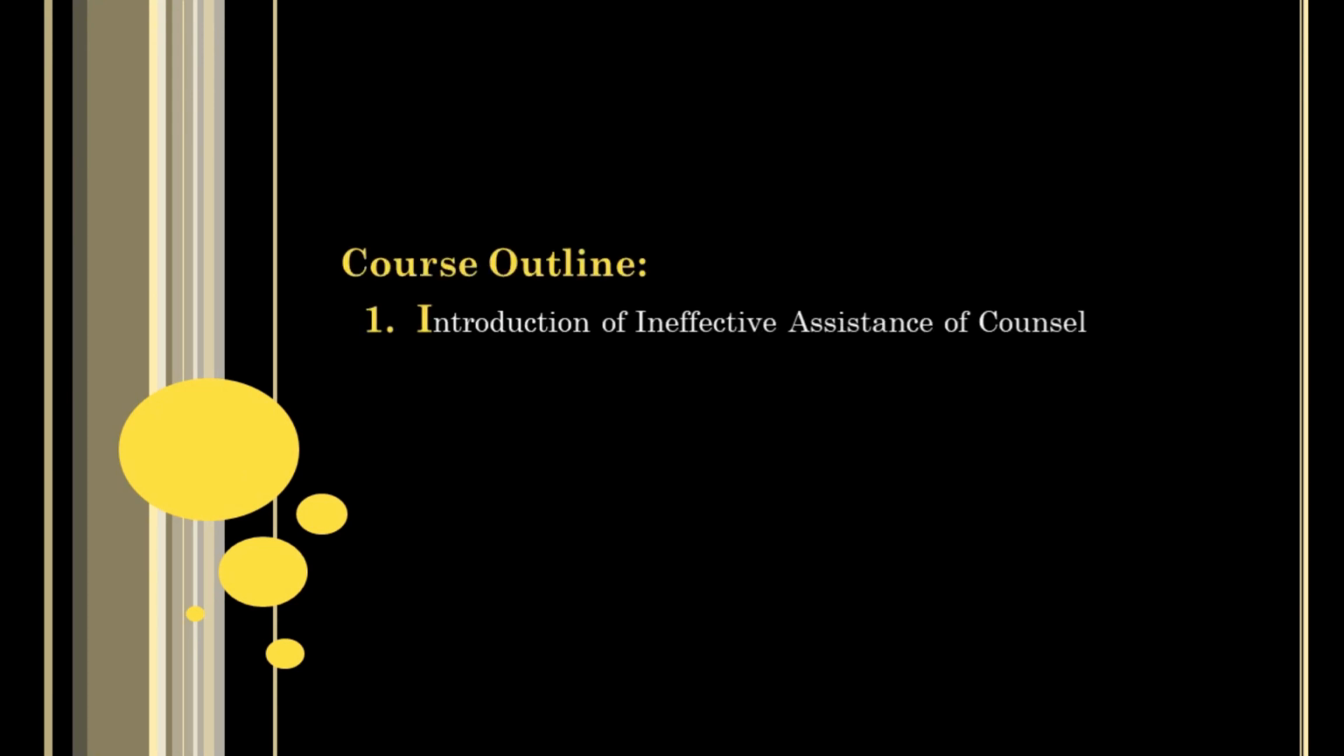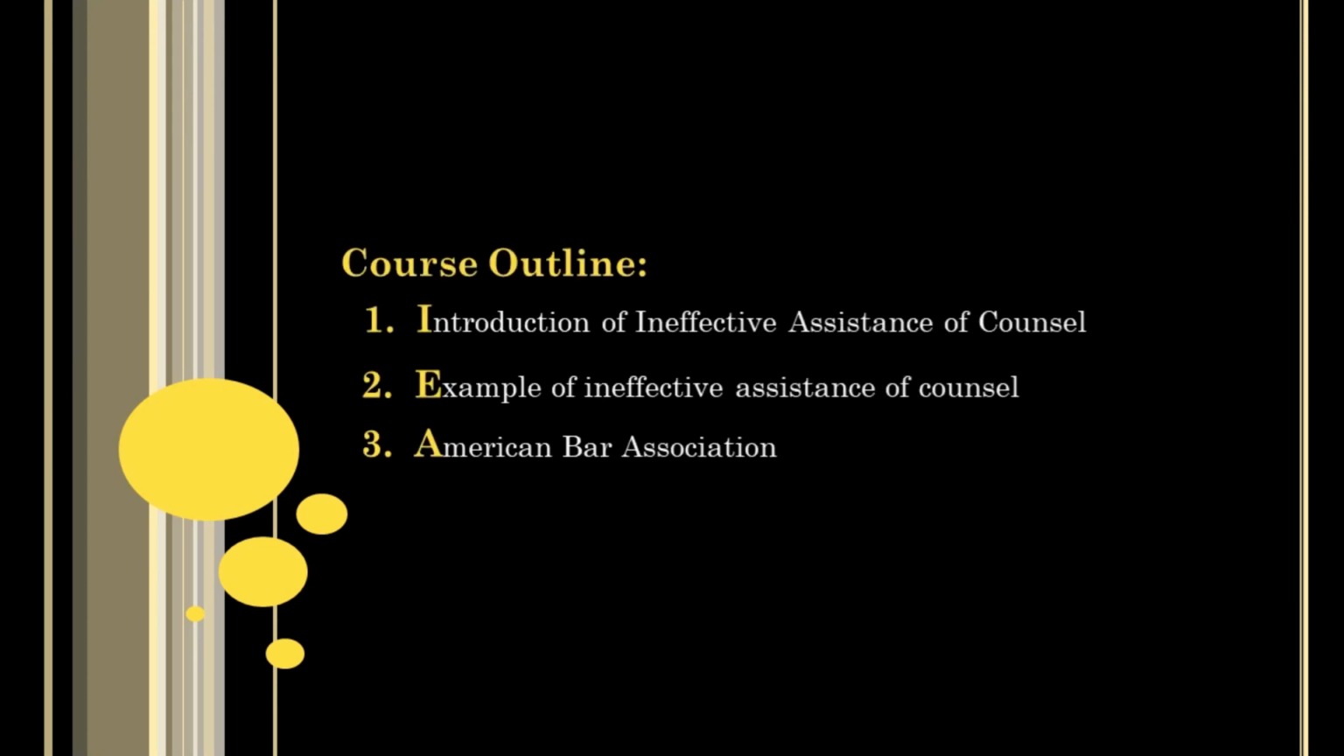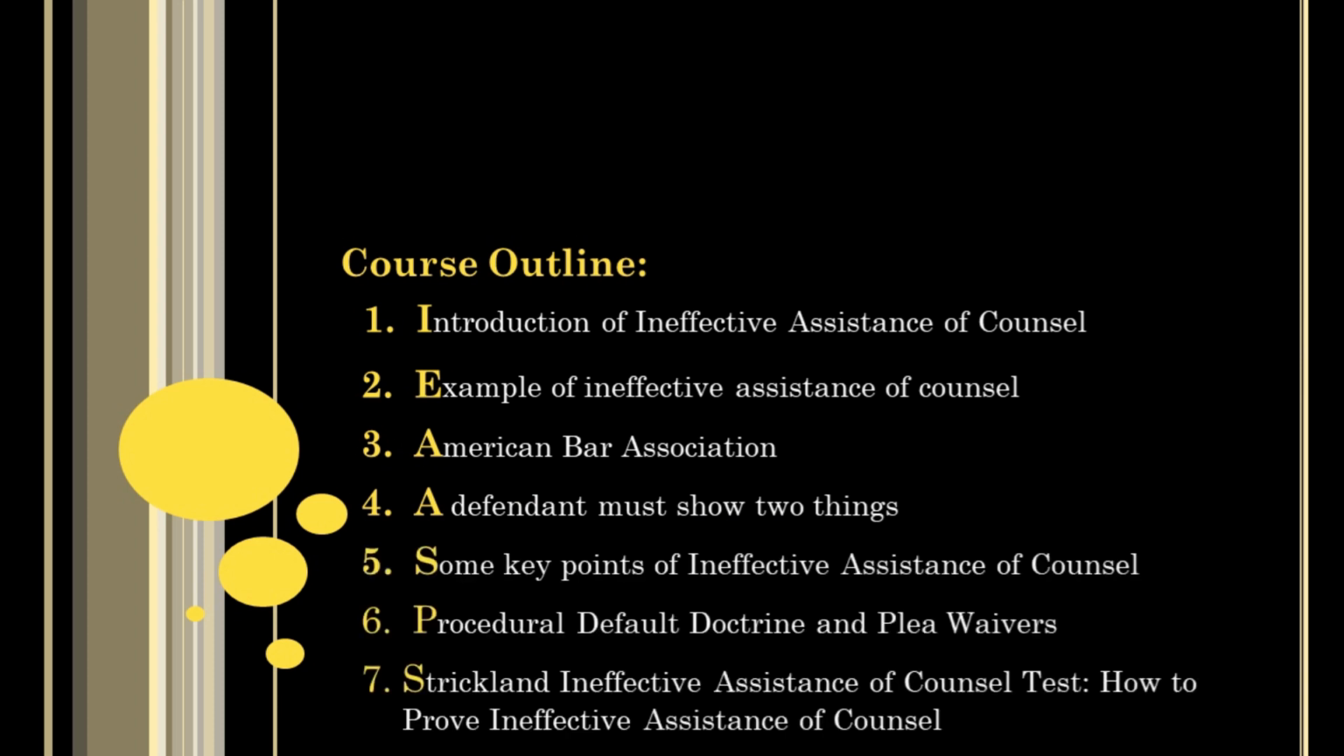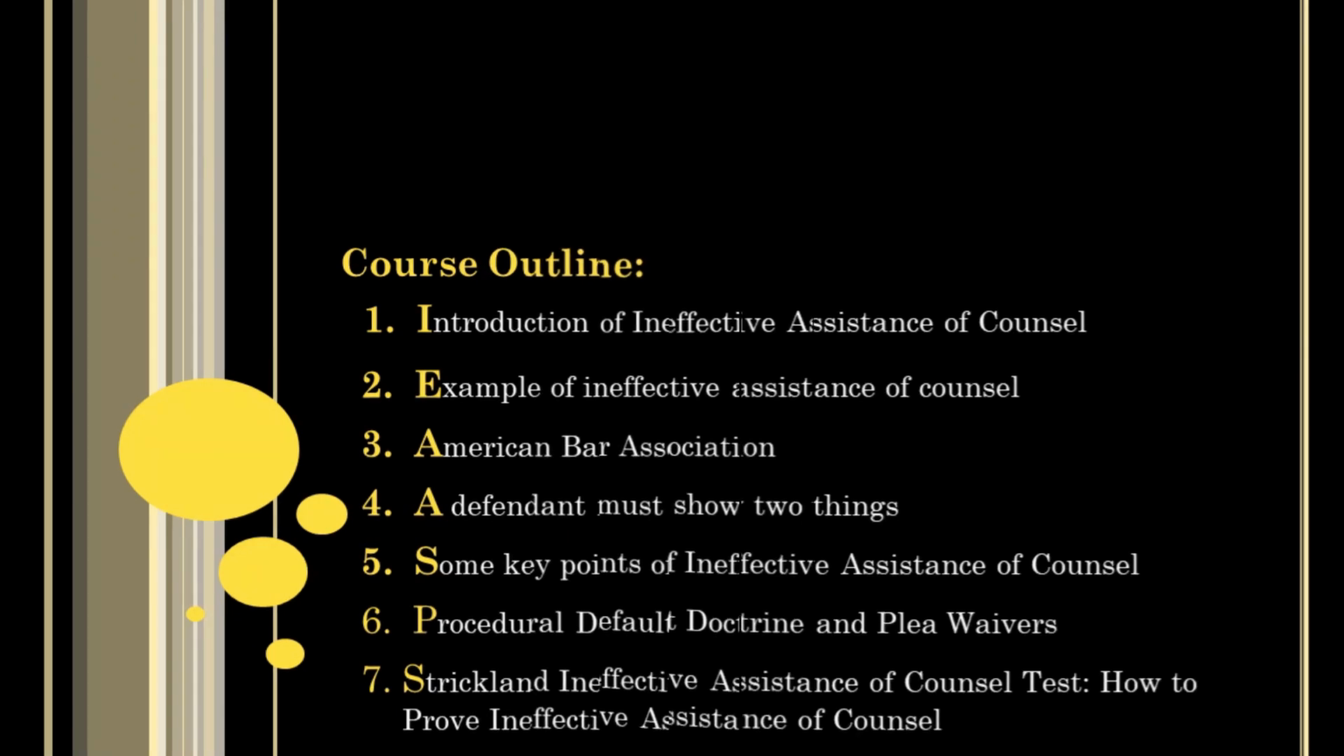Course outline. 1. Introduction of ineffective assistance of counsel. 2. Example of ineffective assistance of counsel. 3. American Bar Association. 4. A defendant must show two things. 5. Some key points of ineffective assistance of counsel. 6. Procedural default doctrine and plea waivers. 7. Strickland ineffective assistance of counsel test. How to prove ineffective assistance of counsel.